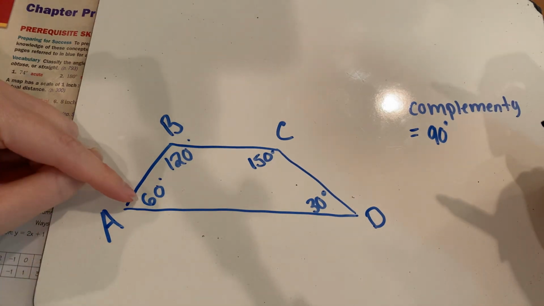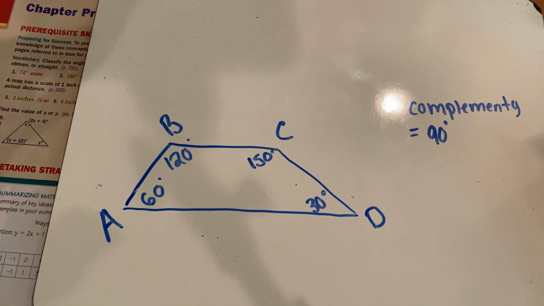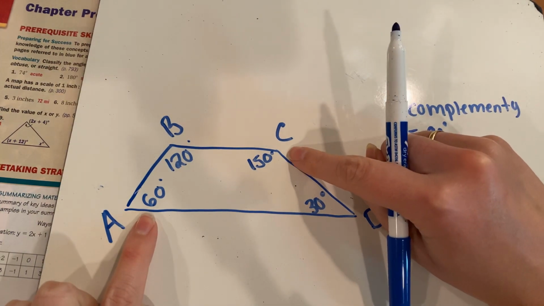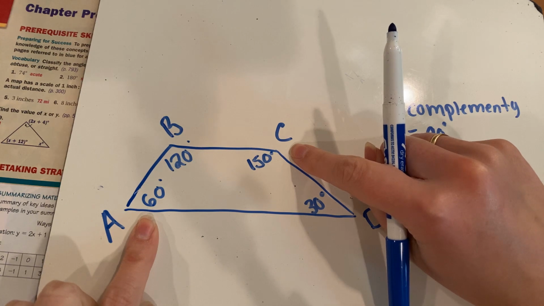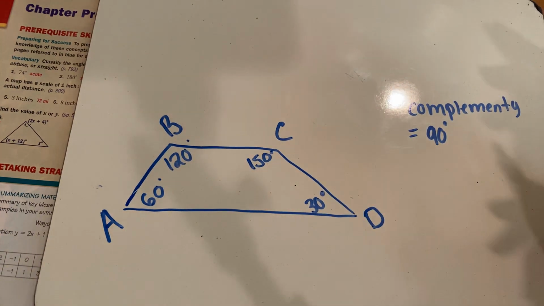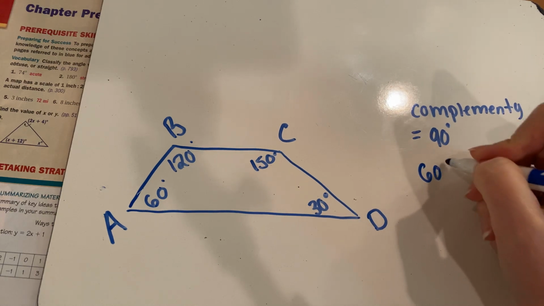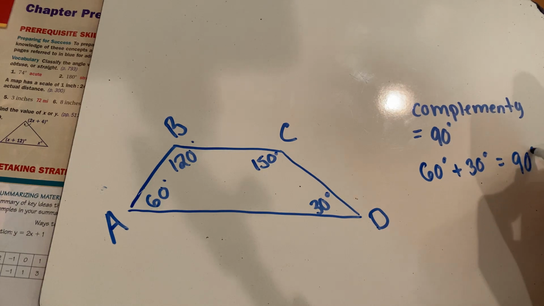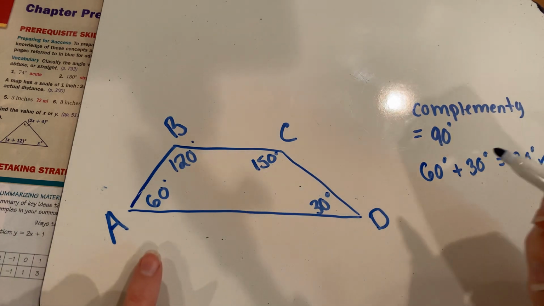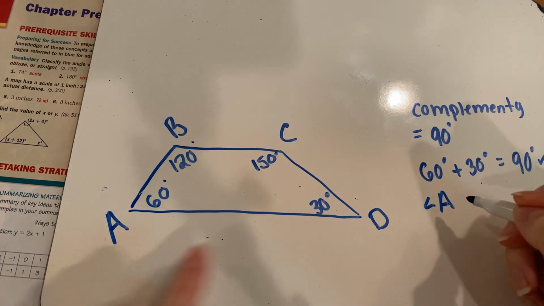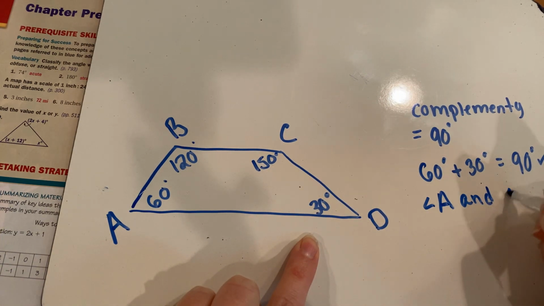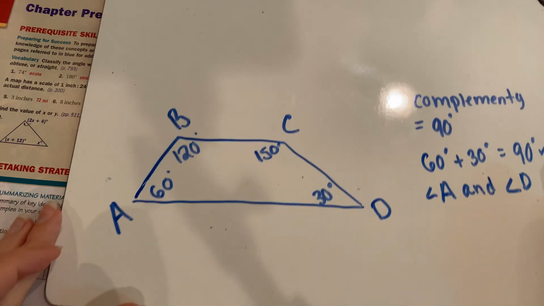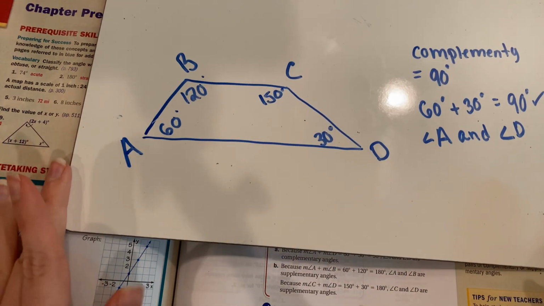So I'm just going to start in the corner. 60 plus 120, that is not 90, that's 180. That'll be a supplementary, but that's not where we're at right now. 60 plus 150, nope, that's too big. 60 plus 30. 60 degrees plus 30 degrees equals 90 degrees. So I found a pair of complementary angles, and that is angle A and angle D are complementary angles. And those seem to be the only ones I have.